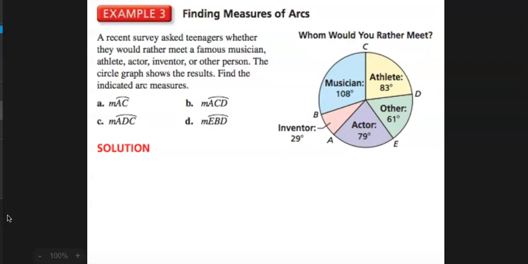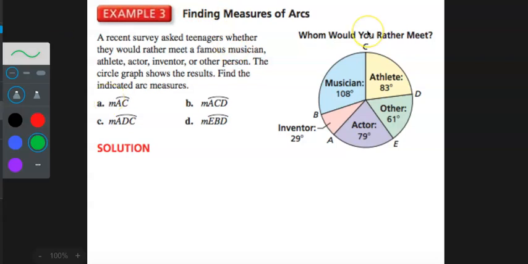Alright, bringing us to example 3. A recent survey asked teenagers whether they would rather meet a famous musician, athlete, actor, inventor, or another person, and the circle graph shows the results. Alright, and who would you rather meet?